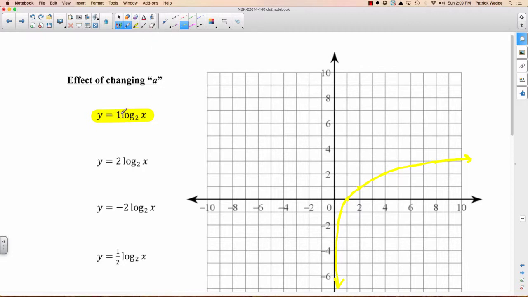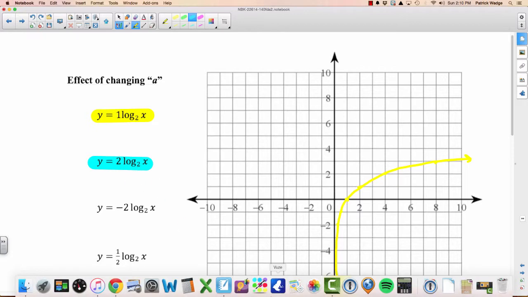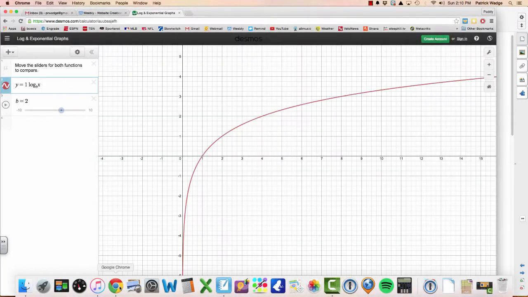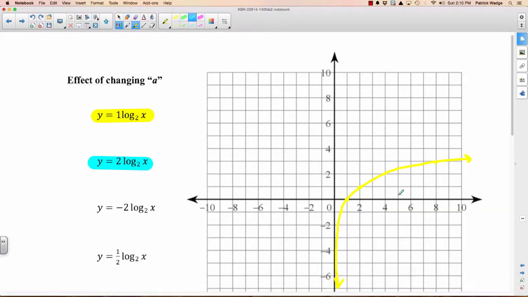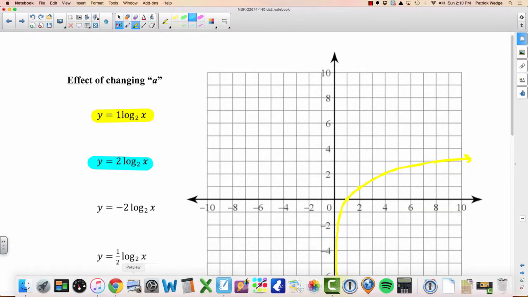Now we're going to change that 1 to a 2. We're changing the a value from a 1 to a 2. And in order to do this, I'm actually going to use an online graphing calculator. So 2 times the base 2 logarithm of x. If I go to Desmos, which is a really awesome online graphing calculator, what's on my Desmos right now is the graph that we just did. So that's this yellow one right here.